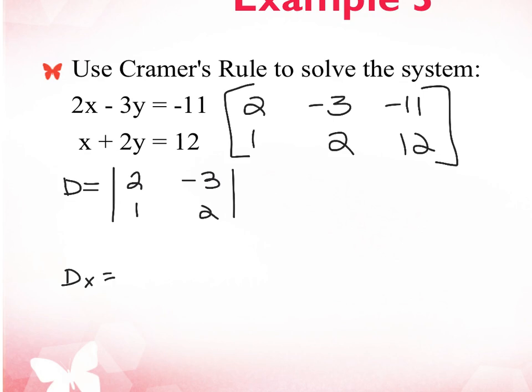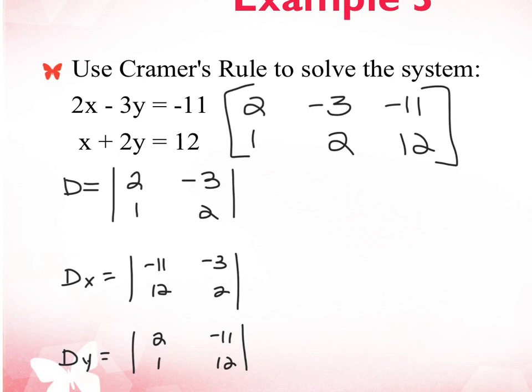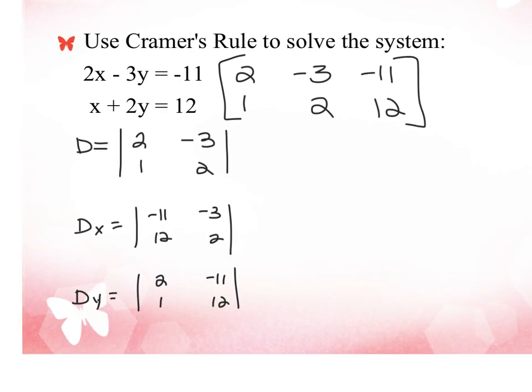Then I do d sub x. From that first d, I take out the x's. I put in the constants. So -11, 12, -3, 2. From the third one, looking at the initial one, I take out this time the y and replace it with the constants. So the x's stay, constants replace the y's. With me so far?